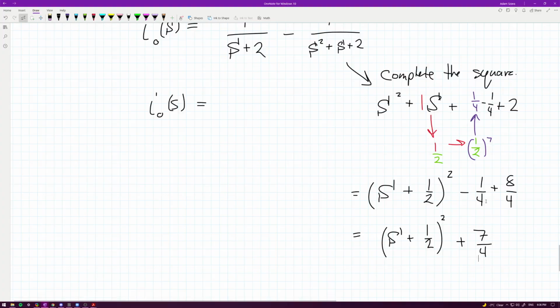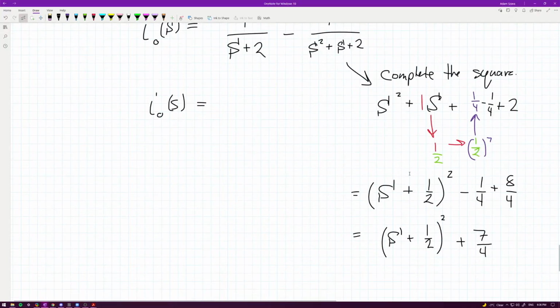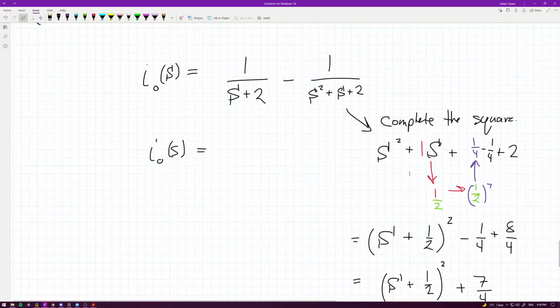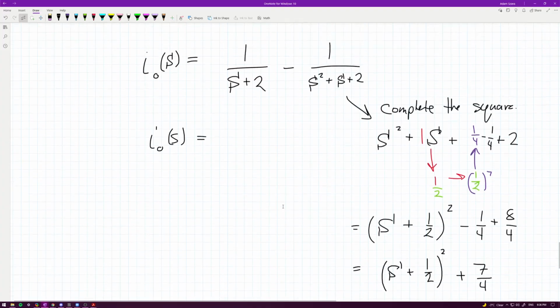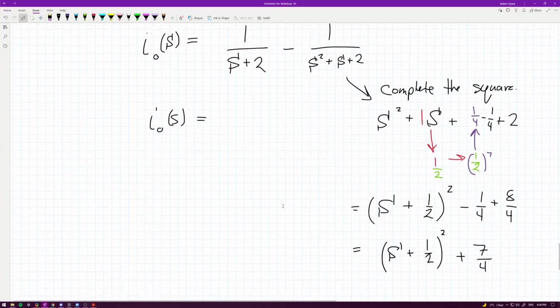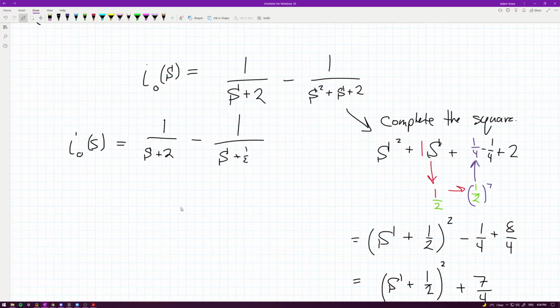So I completed the square then. If there's any questions about that, let me know. I know I did that fast, but it's just completing the square. But if anyone has trouble with it, don't worry. We can go through it. But that would be the completed square there. Okay, sounds good. So then I can turn this into 1 over s plus 2 minus 1 over s plus a half squared plus 7 over 4.